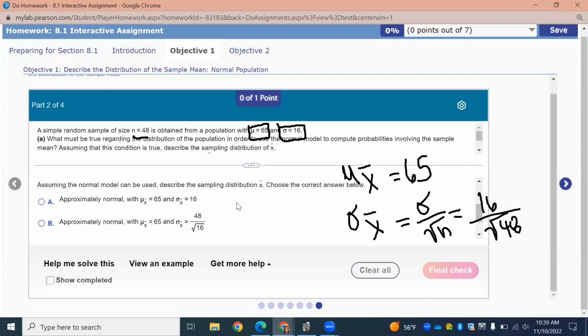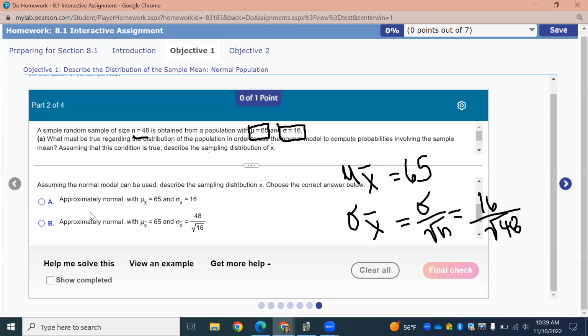Okay. So then it says, assuming the normal model can be used, describe the sampling distribution of X. This is what I did a brain dump on when I first opened this problem up. I said, okay, since the mean of the population is 65, that means the mean of the sampling distribution is also 65. The only thing that changes is the standard deviation of the sampling distribution. We have to remember to divide by the square root of n.